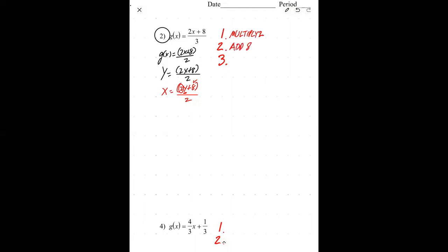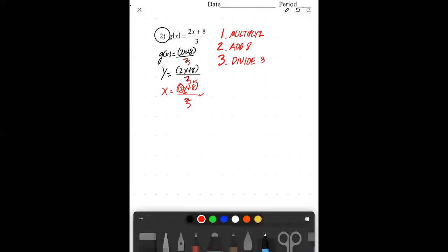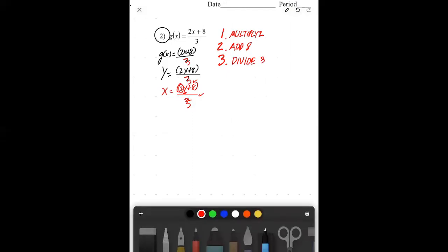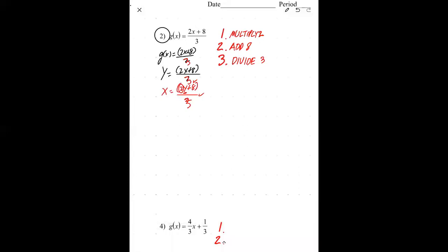The third thing that we're doing is dividing by, oh, this is a 3, sorry. This should be a 3. We're dividing by 3. Now, I'm going to switch the colors because now we're going to take the inverses. The inverse of multiplying by 2 is dividing by 2. The inverse of adding 8 is subtracting 8. And the inverse of dividing by 3 is multiplying by 3.